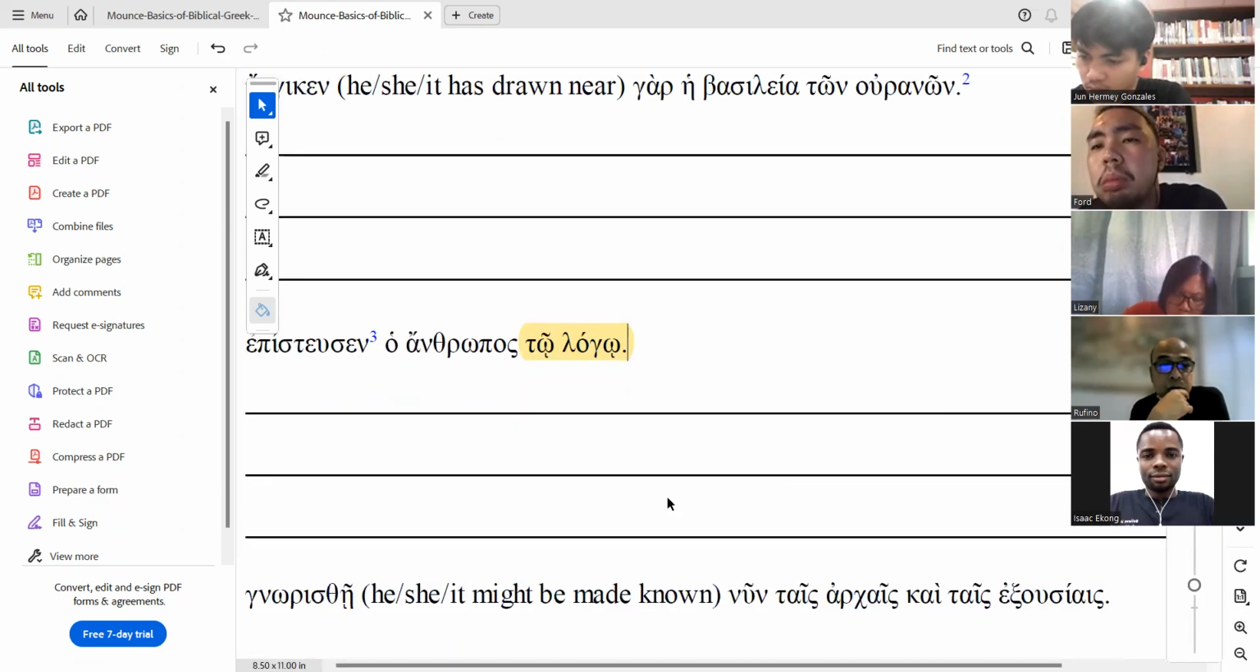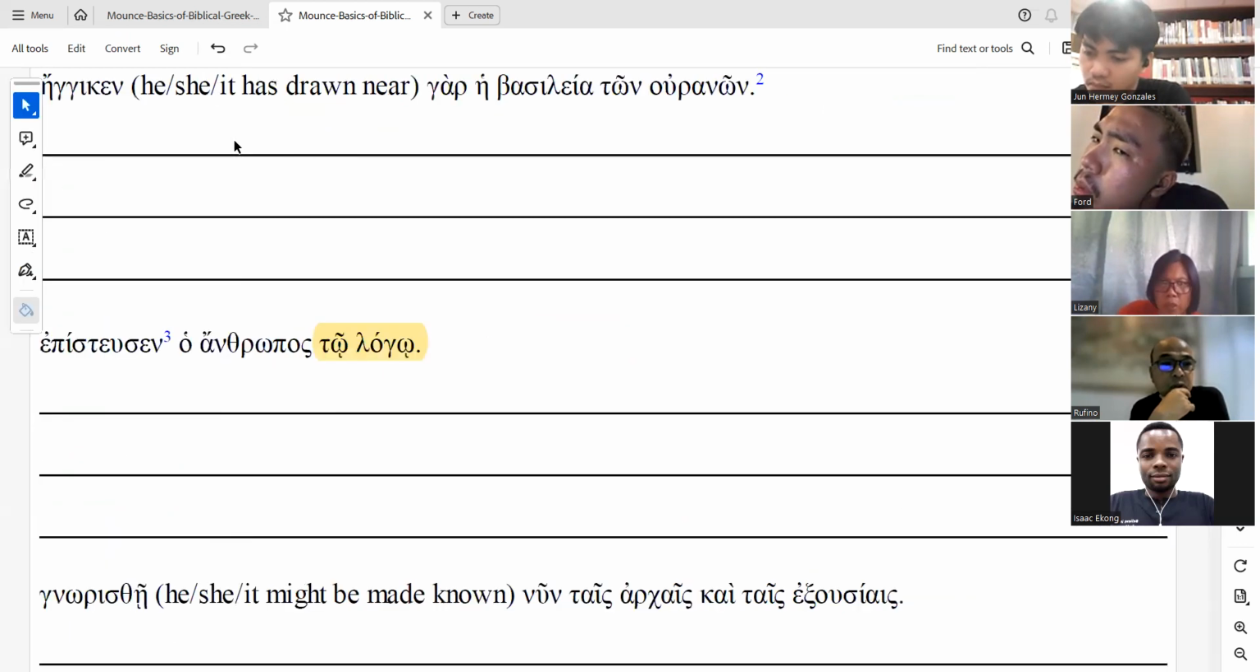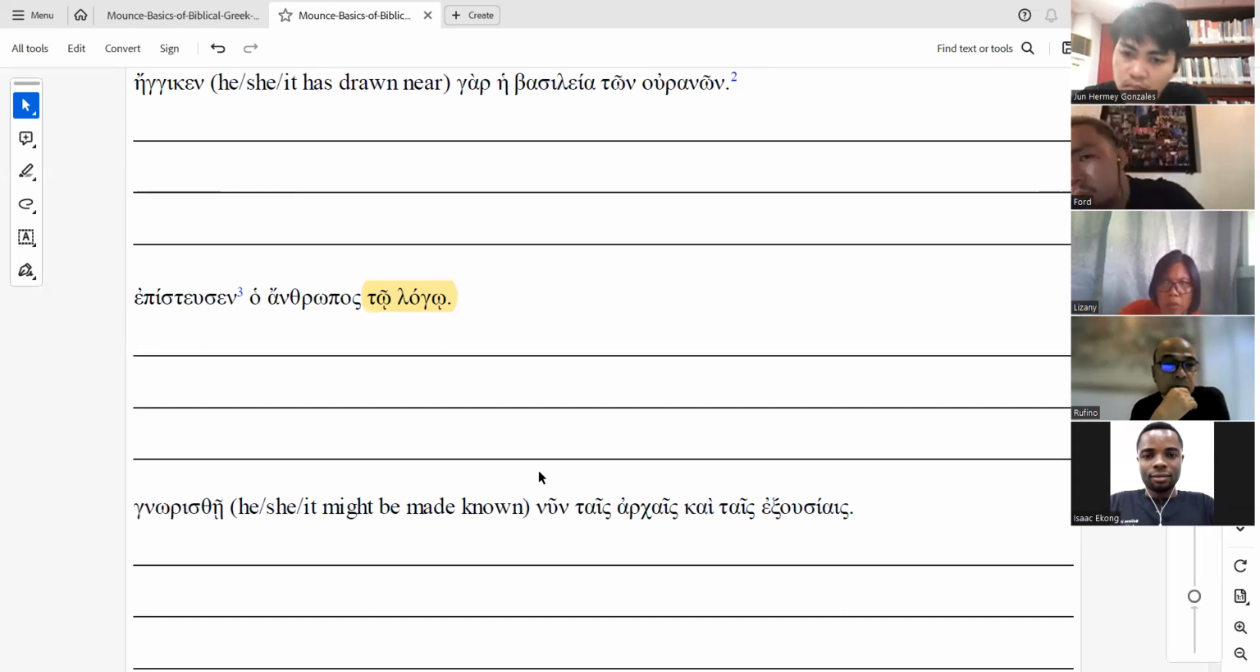Look at the ending. The ending is to logos with an iota subscript. Oh, sorry. So this means with the iota subscript. So this is in the word.